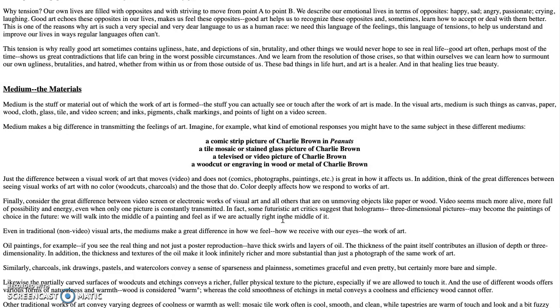Often the medium is going to define the form. So you think of oil painting versus watercolors. Those are two different forms of painting. Music is made up of notes. That's the medium.